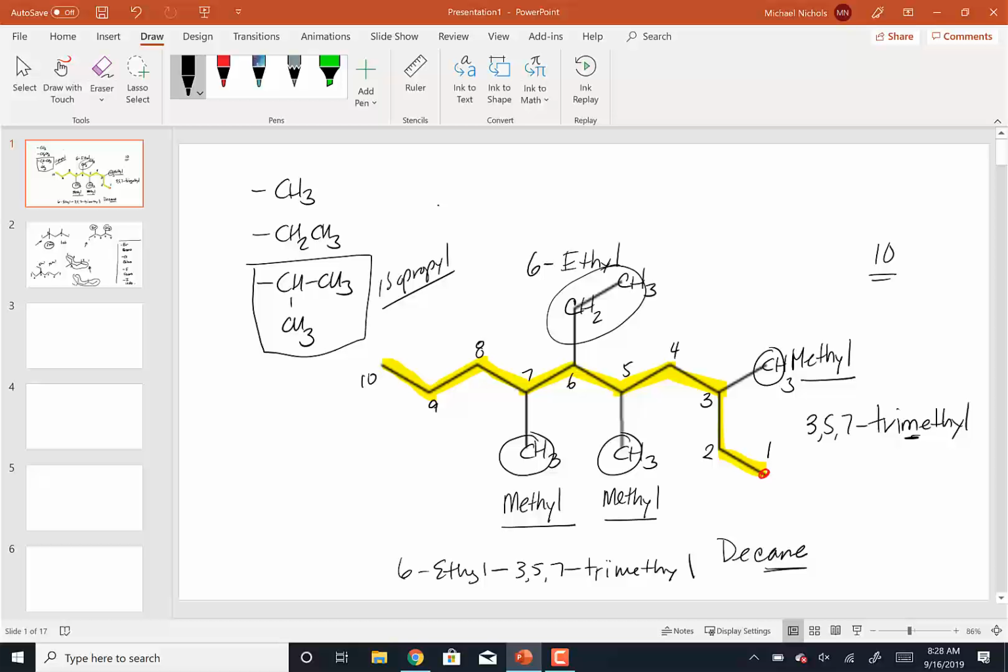Where do the commas and the dashes go? Dashes go between letters and numbers. Commas come between the numbers. So where you have more than one number, you put a comma, and then there's dashes that go in there.